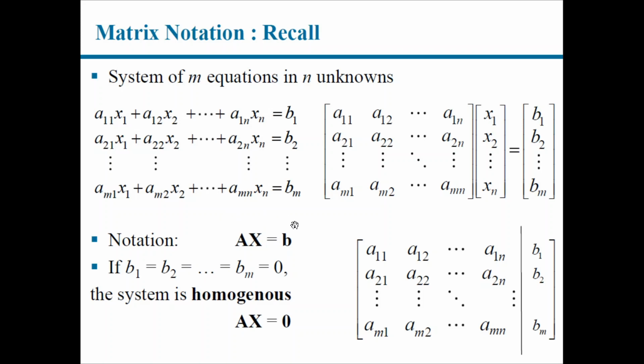So this system is called non-homogeneous system. Now if all of the entries of B are zeros, then we have something written like this, and it's called homogeneous system. And here we have augmented matrix form.